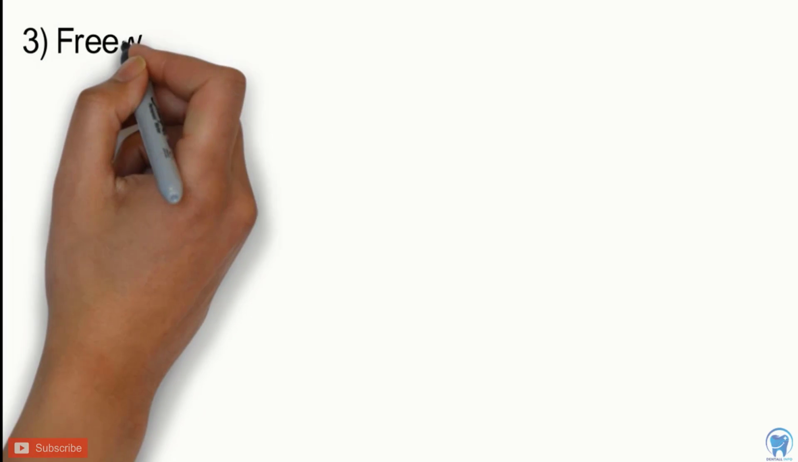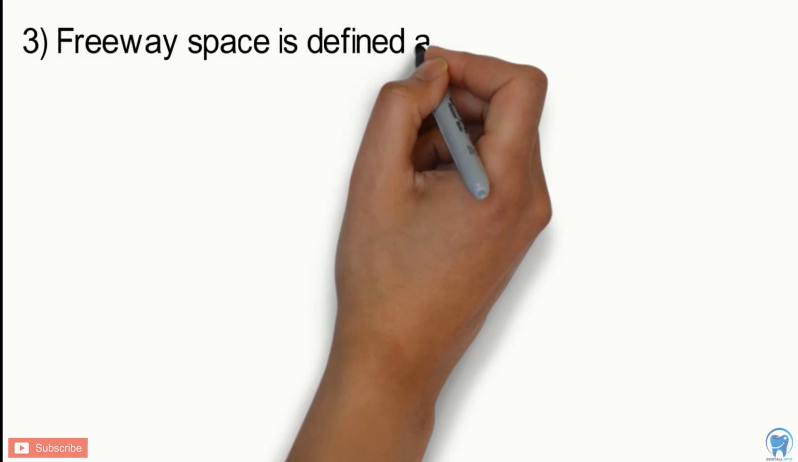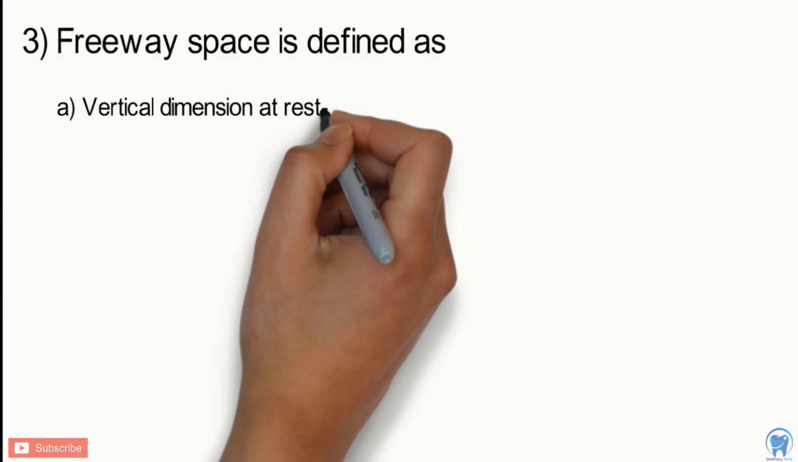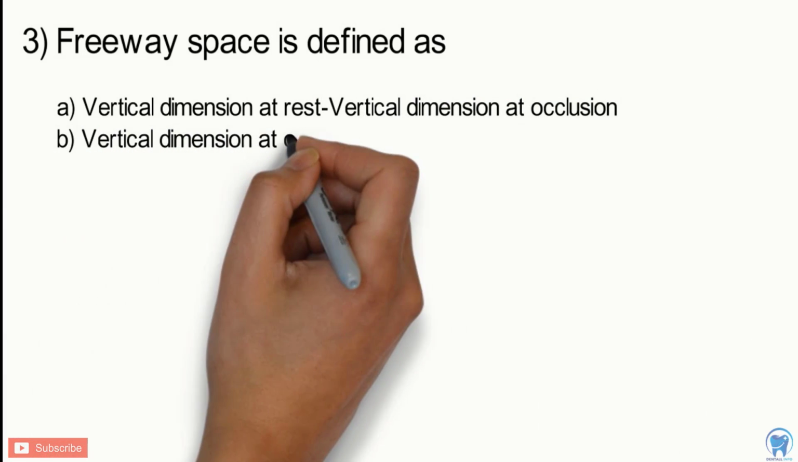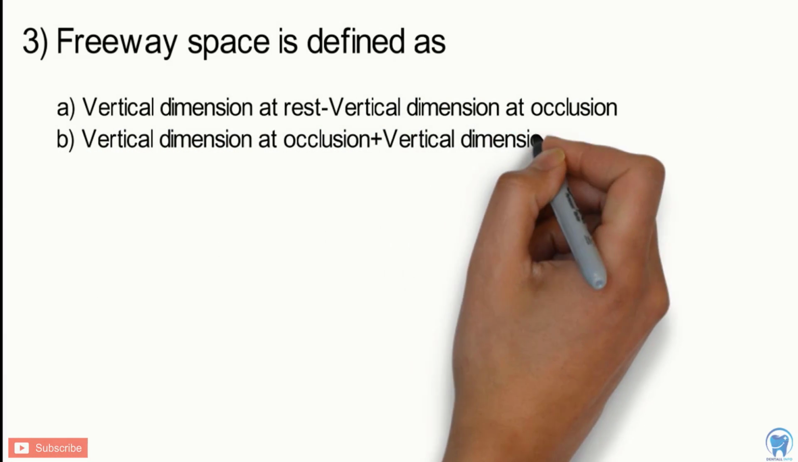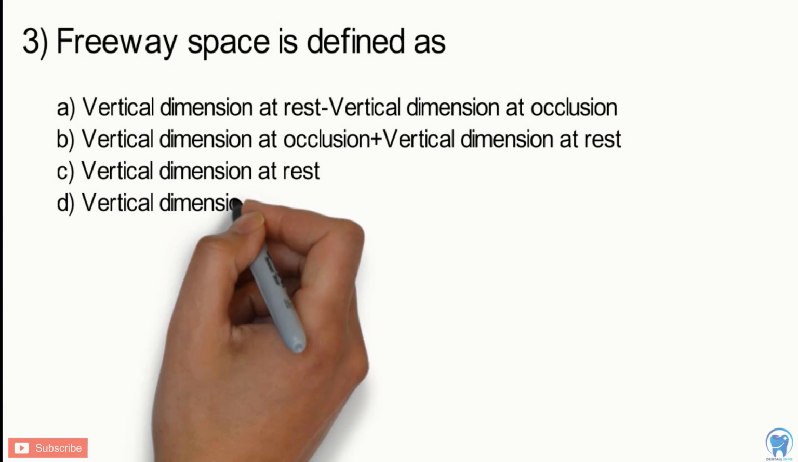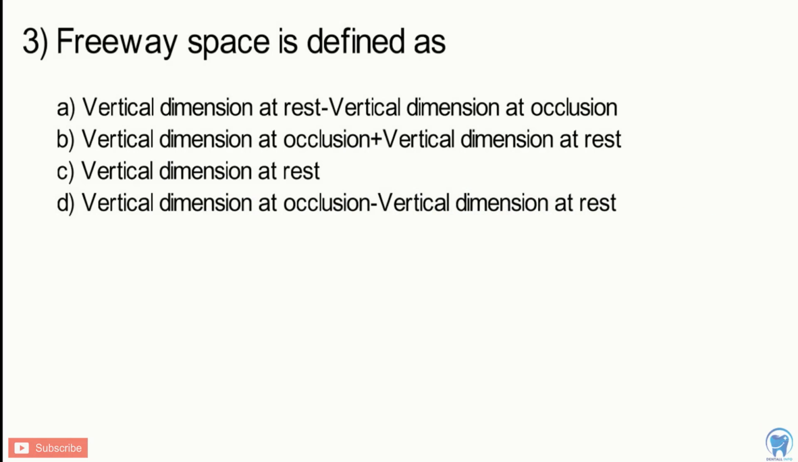Question 3. Freeway space is defined as option A, vertical dimension at rest minus vertical dimension at occlusion. Option B, vertical dimension at occlusion plus vertical dimension at rest. Option C, vertical dimension at rest. And option D, vertical dimension at occlusion minus vertical dimension at rest.